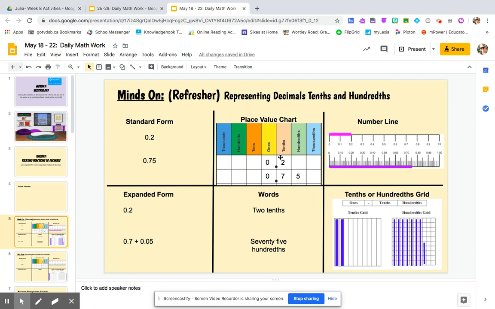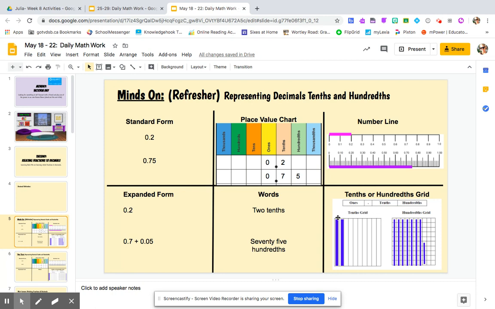Now we were able to put those numbers on a place value chart. We were able to show them on a number line. And my double number line here has both tenths at the top and hundredths at the bottom. We could write them in expanded form. Now something like 2 tenths doesn't have anything to expand because there's only a value in one of our place value columns. But for 75 hundredths, we could break that down into 7 tenths and 5 hundredths. We could say them in words, and then we also used grids to model our numbers.